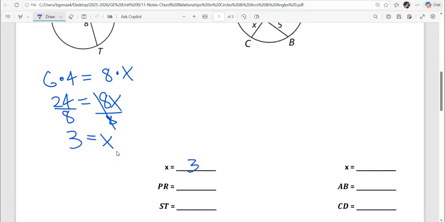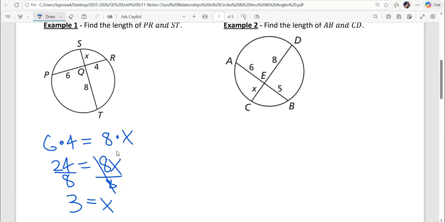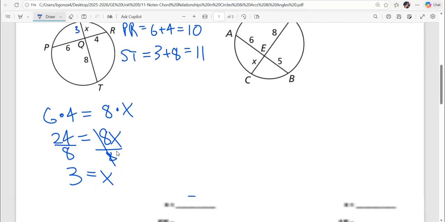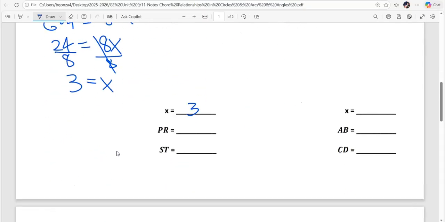Now, it's asking for PR and ST. PR, you're just going to add the two pieces, 6 plus 4. Now, x is 3, and put a little 3 right here. So ST, I'm going to add up the two pieces, SQ and QT, 3 plus 8, which equals 11. PR and ST.